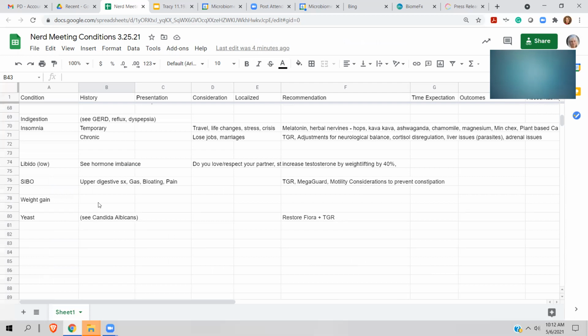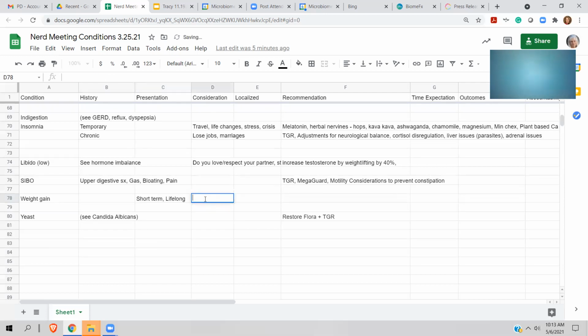And then another area that we hadn't hit very well in the past, or the last one, is weight gain. And of course, there's a lot of different reasons people will gain weight. And it can be, again, short-term or lifelong struggling with weight.